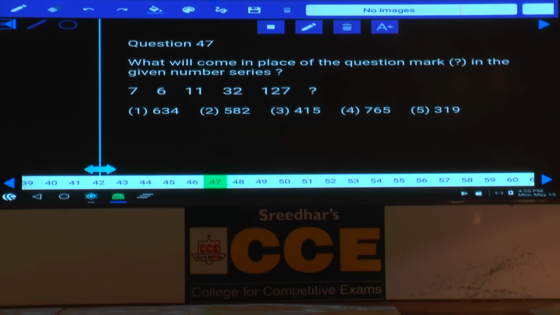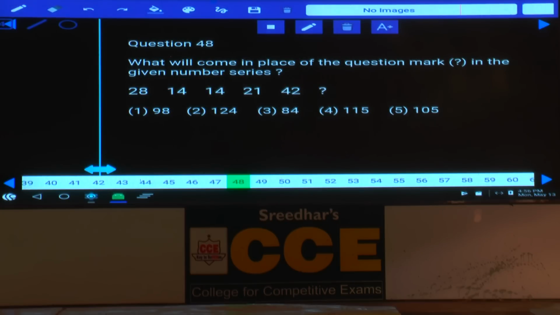7, 6, 11, 32, 127. Now tell me what is the difference between these two? Now 7 into 1 is 7 minus 1 is 6. 6 into 2, 12 minus 1 is 11. 11 into 3, 33 minus 1 is 32. 32 into 4, how much? 128 minus 1. Next one, 127 into 5 minus 1. The last digit must be 1. That is 634, choice 1. Into 1 minus 1, into 2 minus 1, into 3 minus 1, and so on, into 5 minus 1. Question 47.